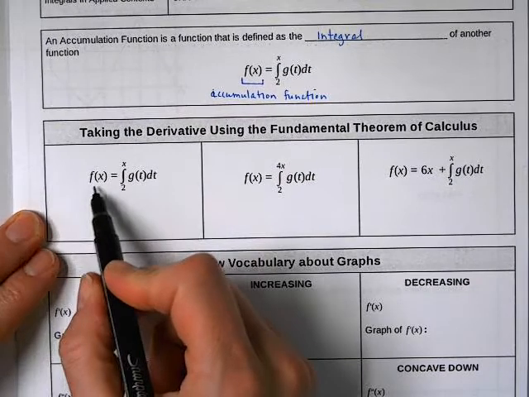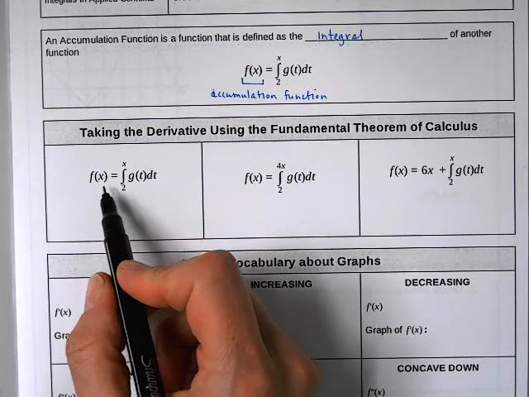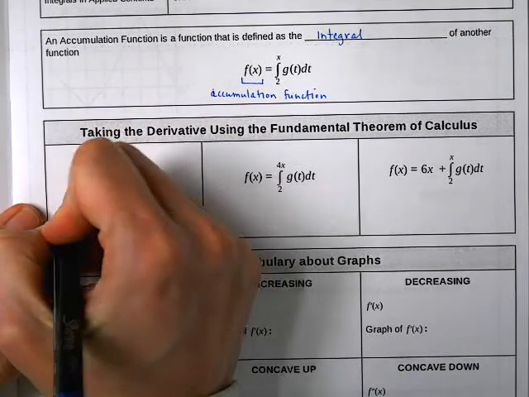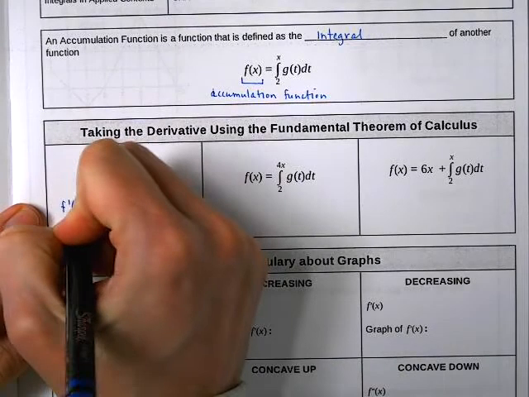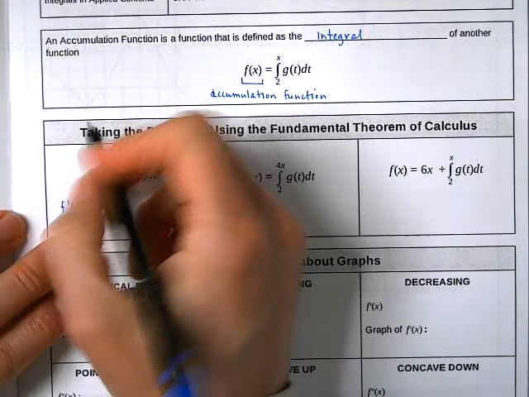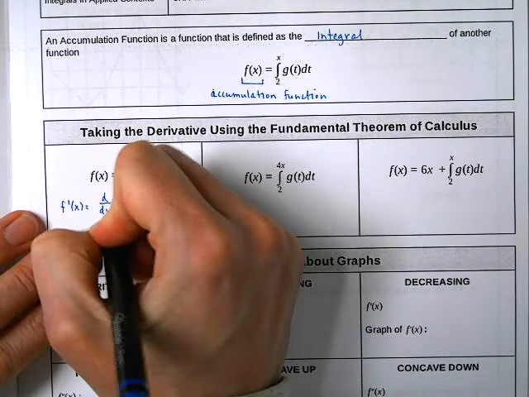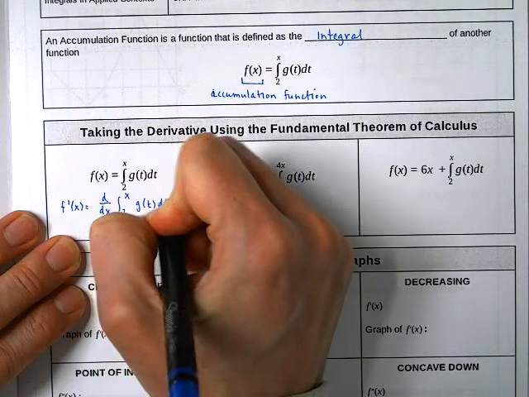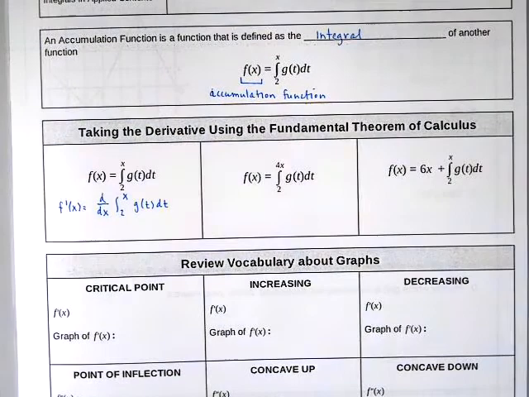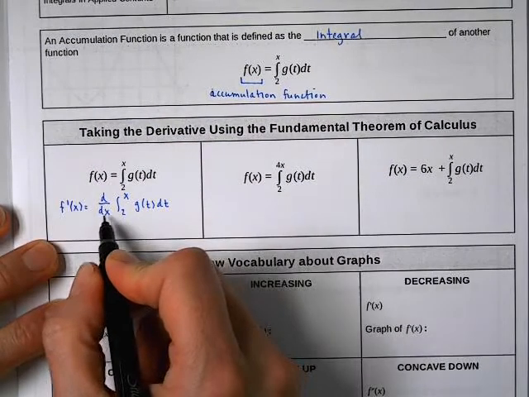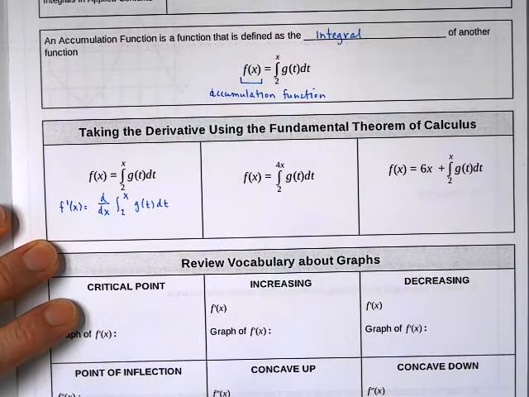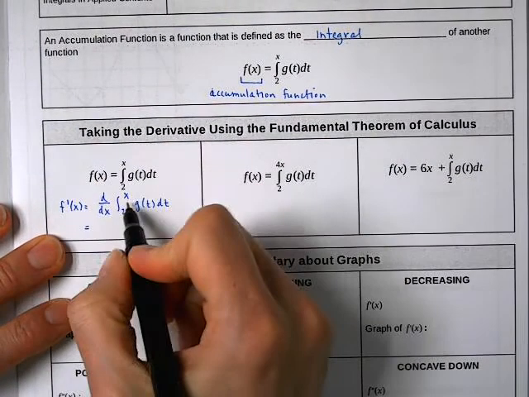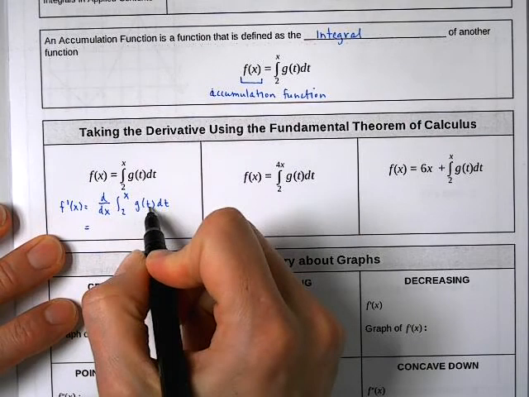We have a function f of x, that's our accumulation function, and it's defined as the integral of g of t. If I wanted to take the derivative of f of x, really what I would be doing is taking the derivative with respect to x of this integral. Now, if you remember back, the fundamental theorem said this. If we're taking the derivative of an integral, we know that derivatives and integrals are inverses of each other, so here's what happens. We're going to take that upper bound and plug it in for our variable.